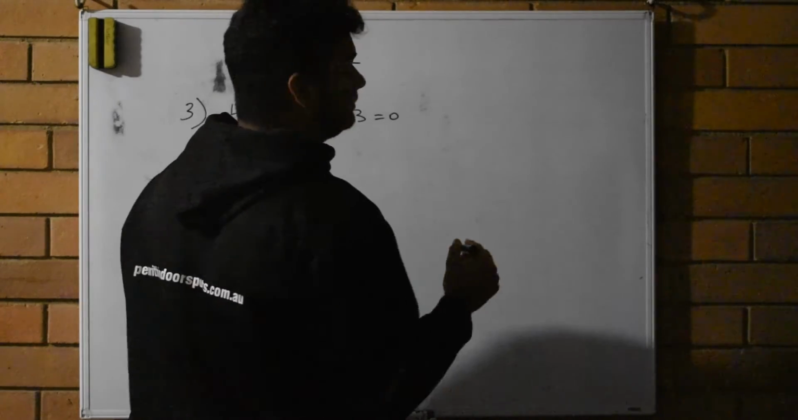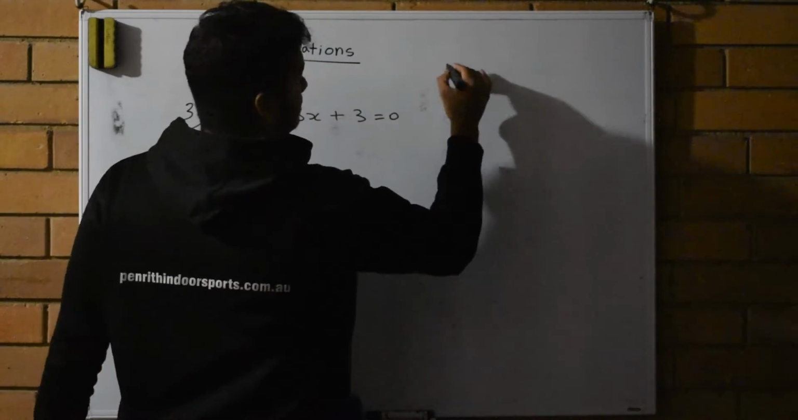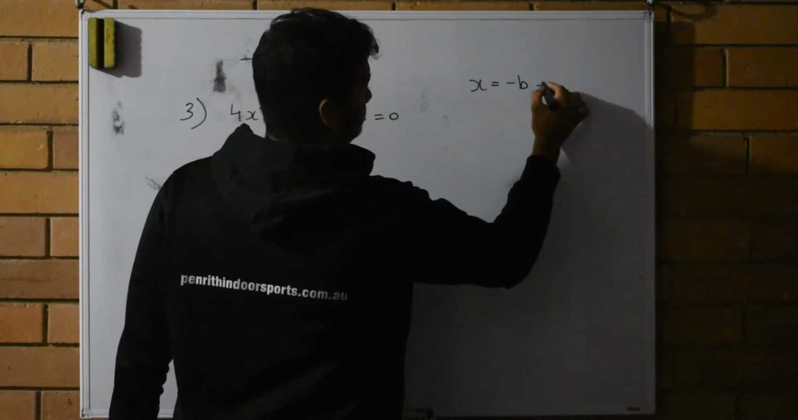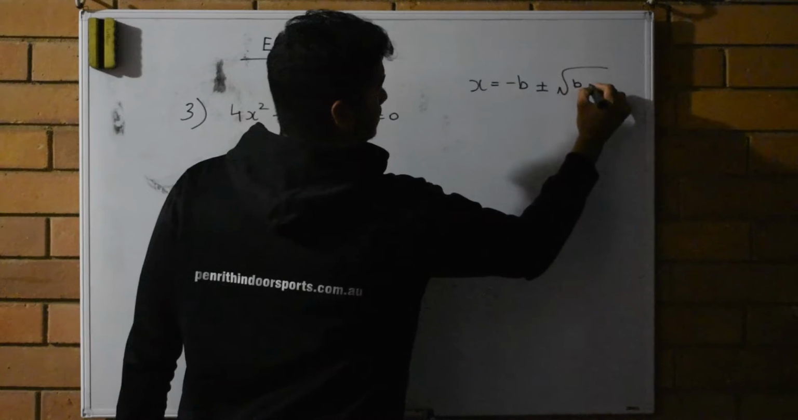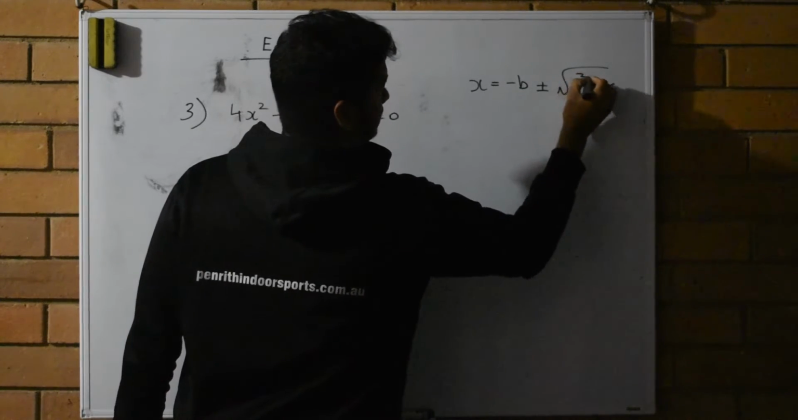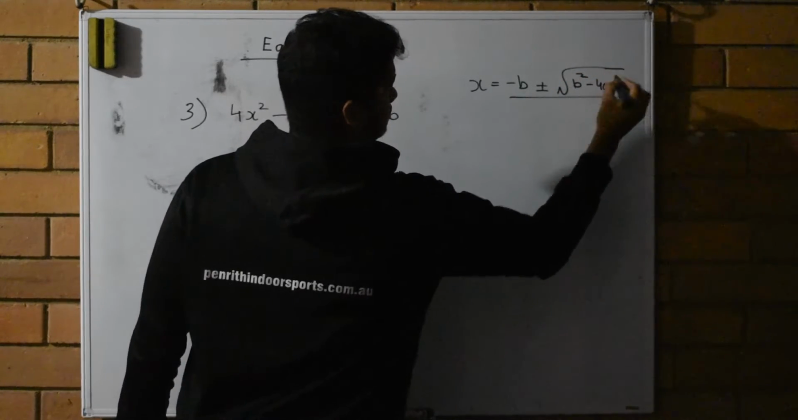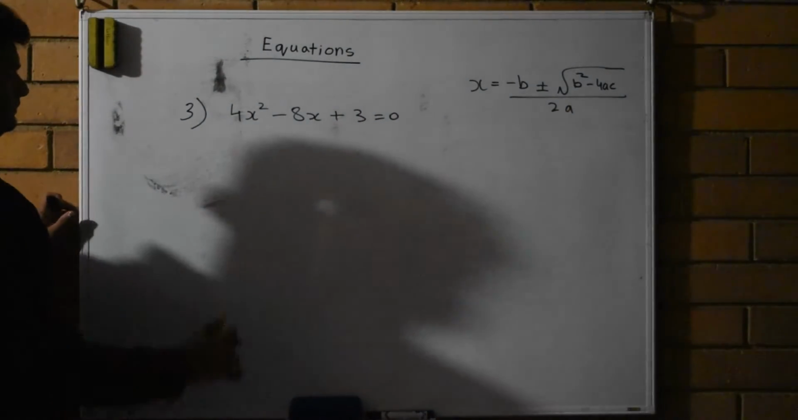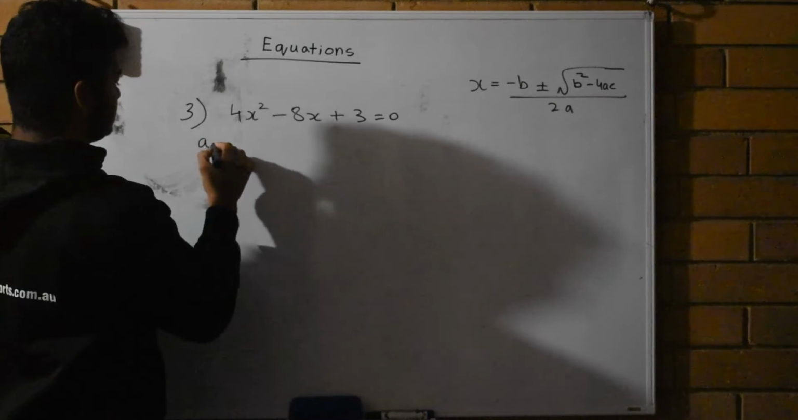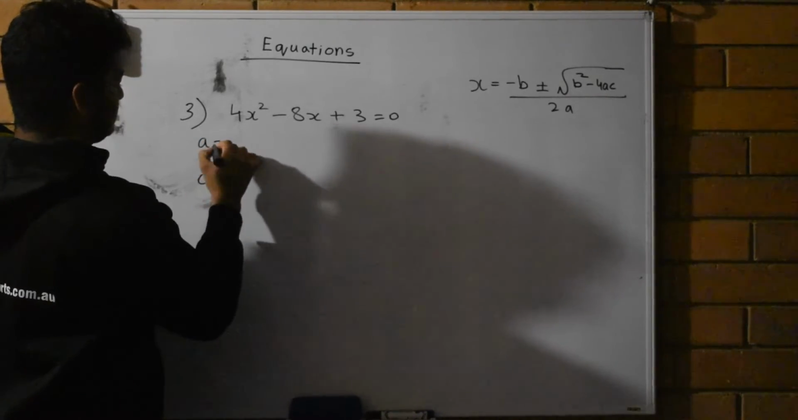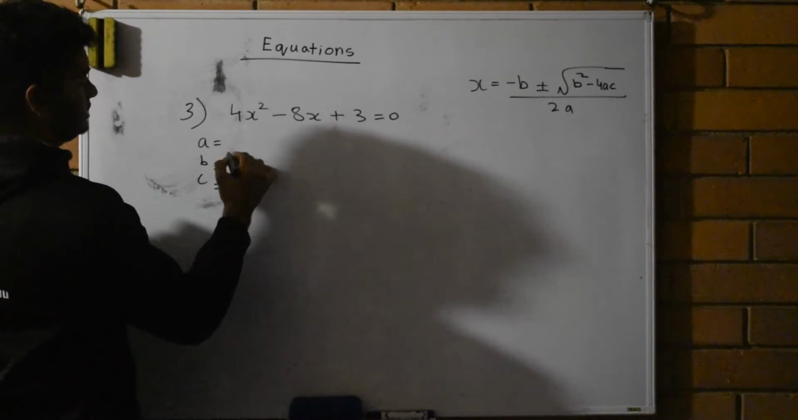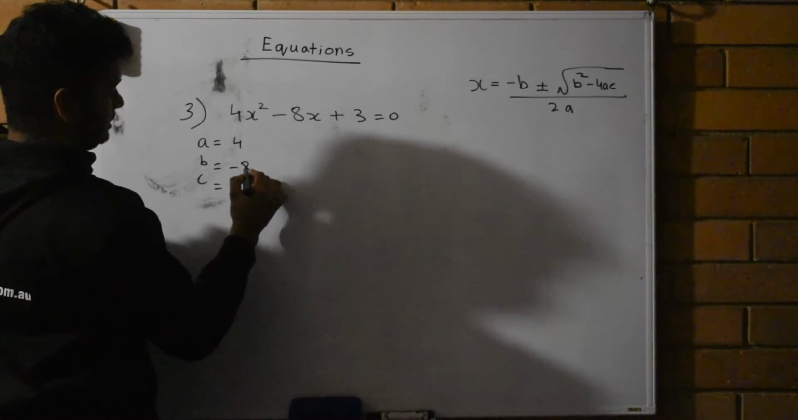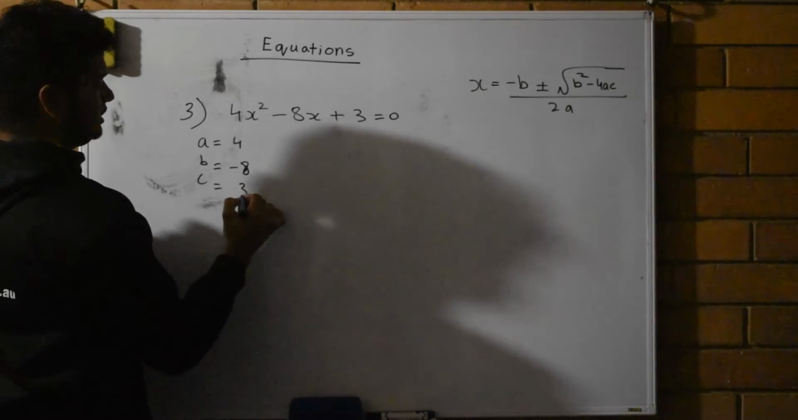Okay, so straight away, I'm just going to come to this slide real quick. Just make sure you write the quadratic formula. It's x equals negative b plus minus the square root of b squared minus 4ac, upon 2a. So in this one here, make sure you write your a, b and c. A in this case is 4, b is negative 8, and c is 3.